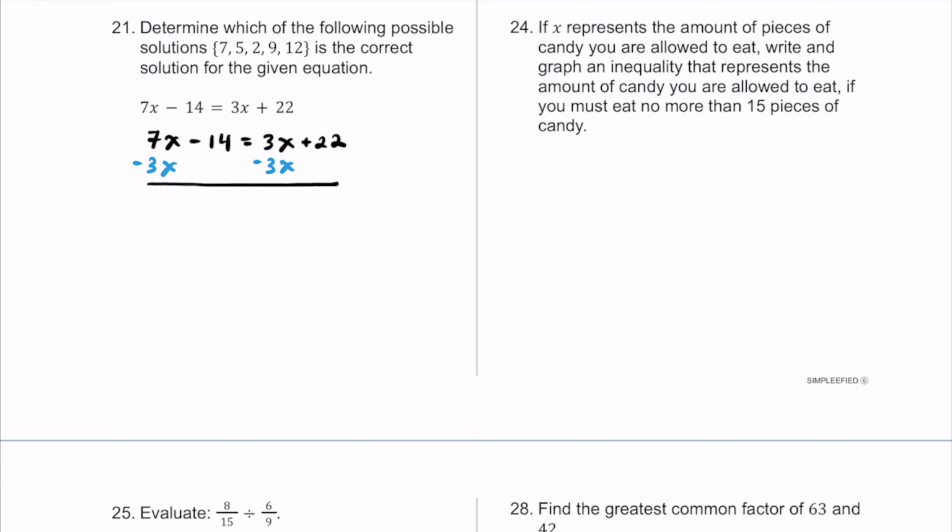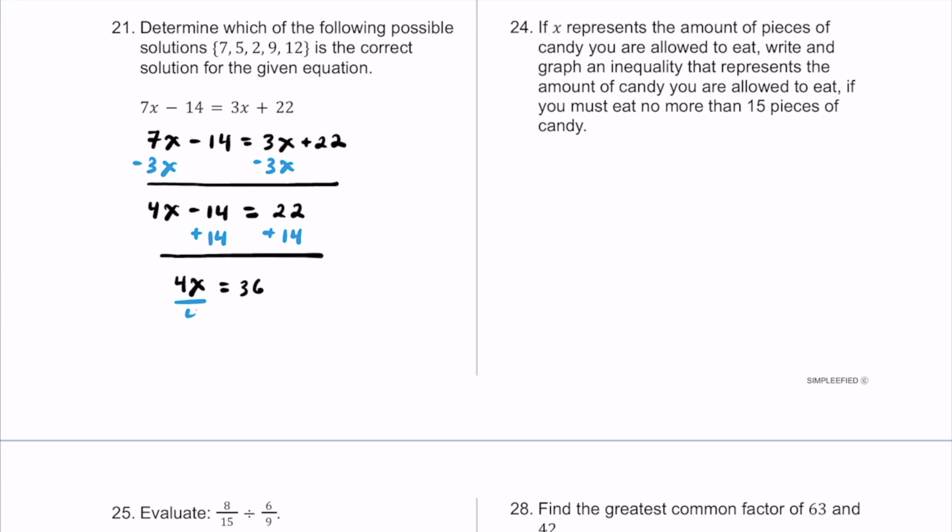If we do that, then 7x minus 3x is 4x. We have 4x minus 14 is equal to, and this 3x minus 3x cancels out, becomes 0. I'm not going to go ahead and write that, and we get 22 on the right side. Next, let's go ahead and move all the constants to the other side. We can do that by adding 14 to both sides. If we go ahead and add 14 to both sides here, we have 4x, and then this minus 14 and plus 14 will cancel out. And this is going to be equal to 36 on the right side.